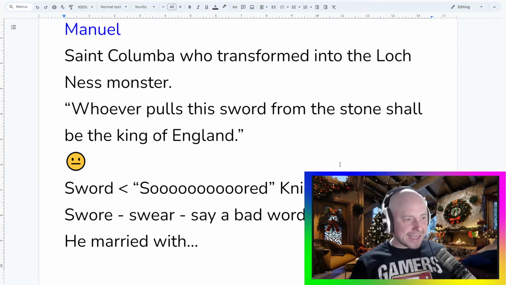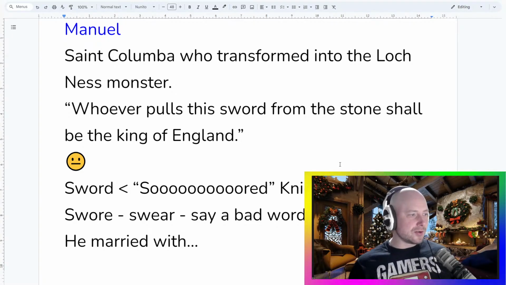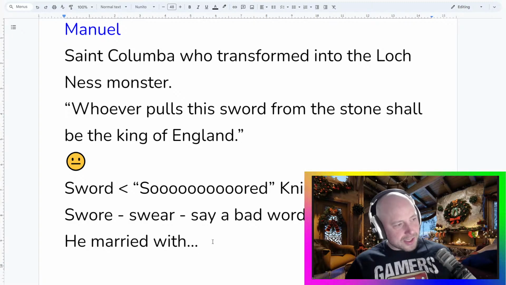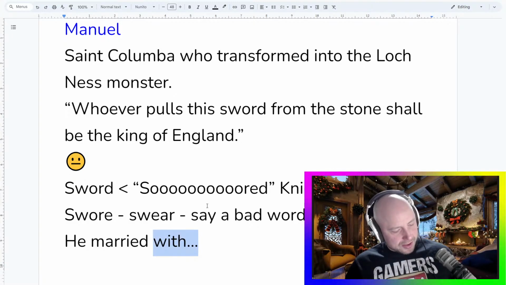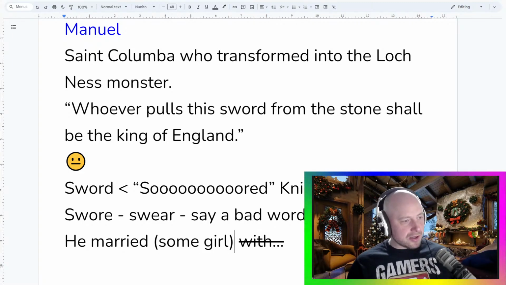So what does a knight have? It has a sword, whereas a knight has a sword. But we don't say knights that way, because that's wrong English. So a knight has a sword. Knight and a sword. Swordy knight. He married with... you don't marry with in English. You just marry. He married some girl.